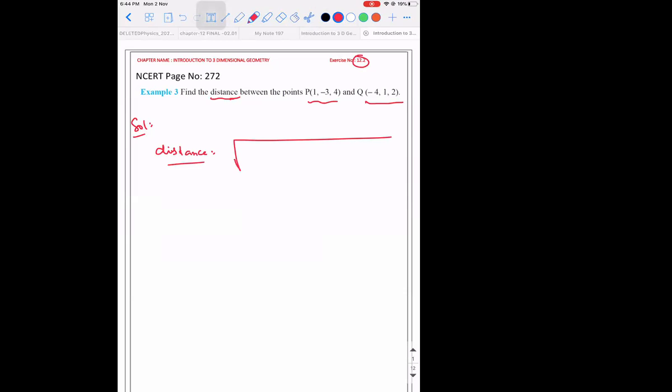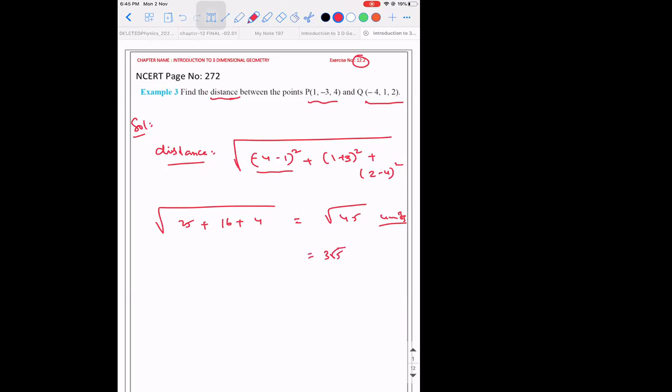Root of (x2 minus x1) the whole square, plus (1 plus 3) the whole square, plus (2 minus 4) the whole square. So square root of 5 square is 25, 4 square is 16, 2 square is 4. So it will be root of 20 plus 25, root 45 units. It's 9 root 5, so root of 9 into 5, that is 3 root 5 units.